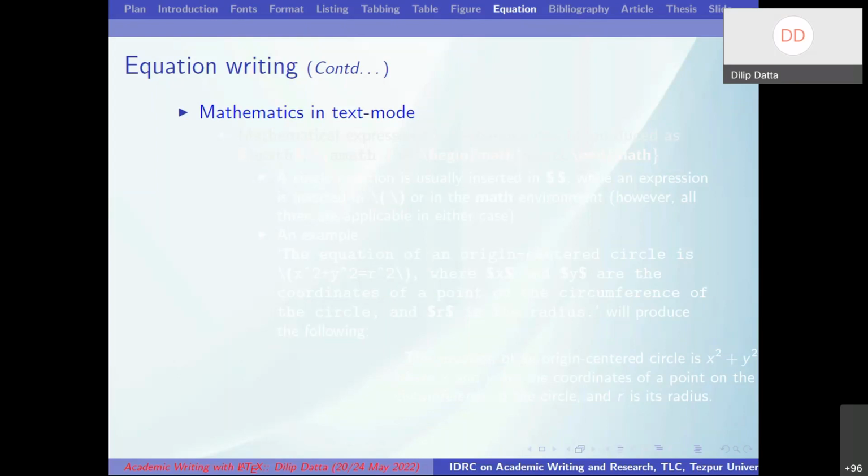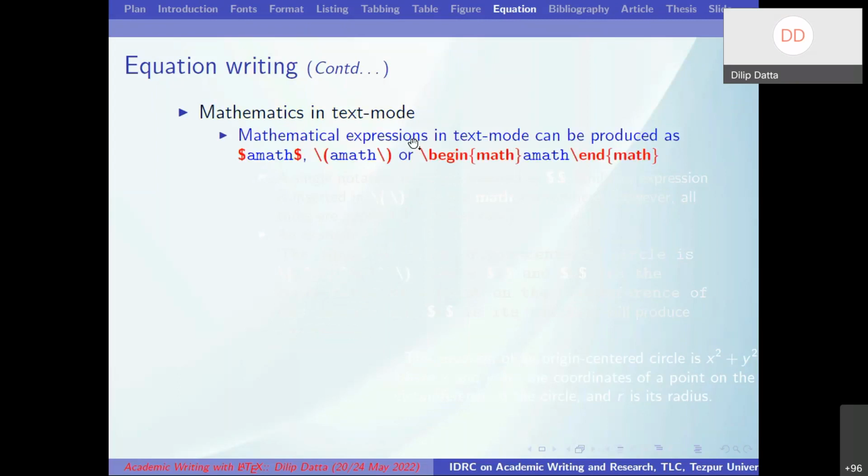If we need to write some mathematical expressions in text mode, that is in a paragraph, how will we do it? Mathematical expressions in text mode can be produced by putting the expression in a pair of $ signs. That's the reason why I told you last time that the $ sign we cannot produce directly in a LaTeX document, but it is to be preceded by a backslash, because this is reserved for creating mathematical mode.